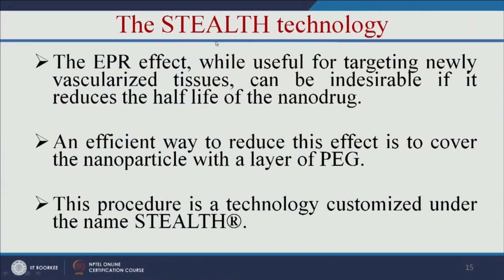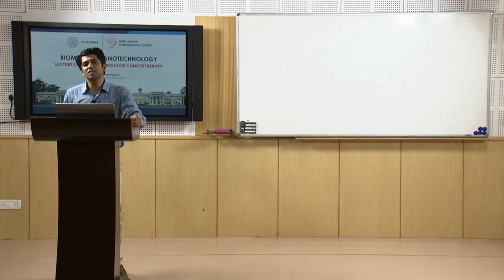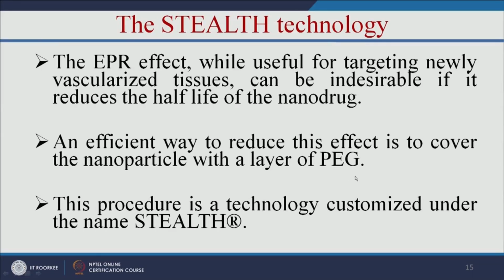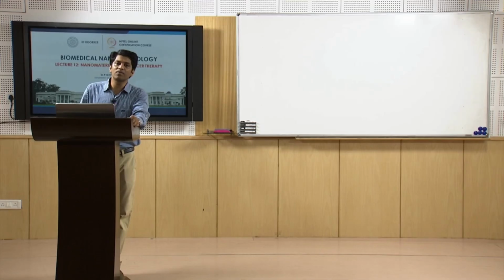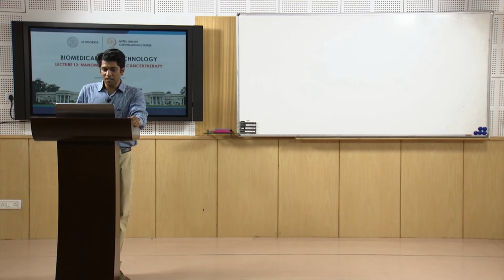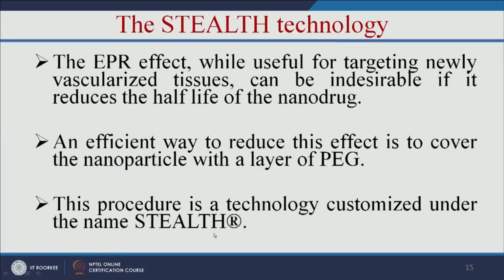So let us see another technology called stealth technology. When you use the EPR effect, the main problem is your immune system. The immune system will come and attack your nanoparticle. So how to protect your nanoparticle from the immune response? We have to add a polymer, that is polyethylene glycol. That will protect your nanoparticle from the immune cells, and that technology is called stealth technology.